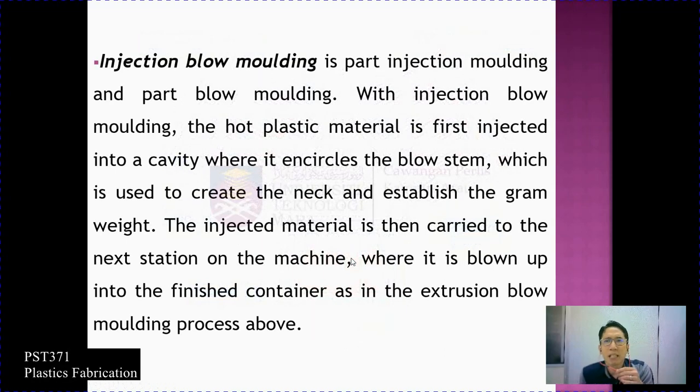Injection blow molding is a part of injection molding and a part of blow molding. With injection blow molding, the whole plastic material is first injected into a cavity where it encircles the blow stem, which is used to create the neck and establish the gram weight. And then the injected material is carried to the next station of the machine, where it is blown up into a finished container as in the extrusion blow molding process above.